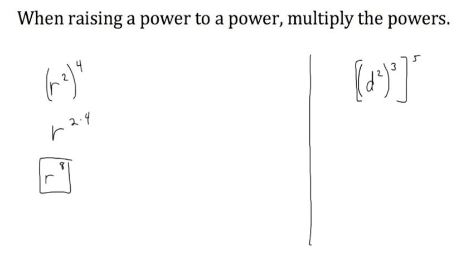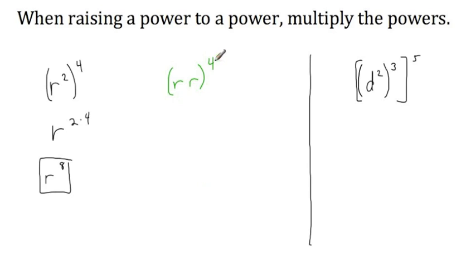Let's take a look at how this rule came about from the definition of an exponent. Here, inside the parentheses, we have r squared, and r squared could be written as r times r. So all I've done is taken what's inside the parentheses, r squared, and rewritten it using the definition of an exponent, but I'm still taking that quantity and raising it to the 4th power.